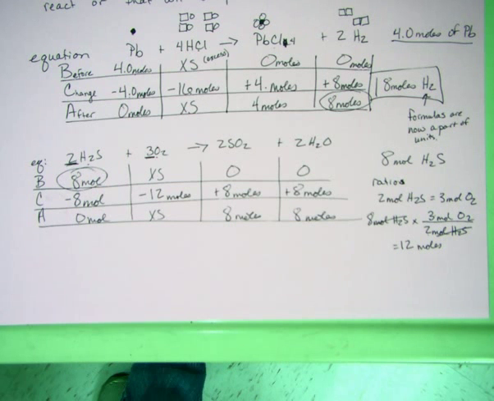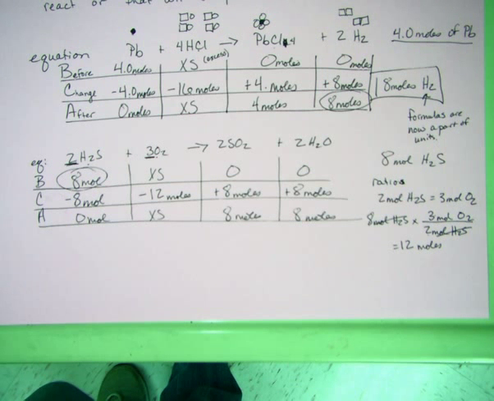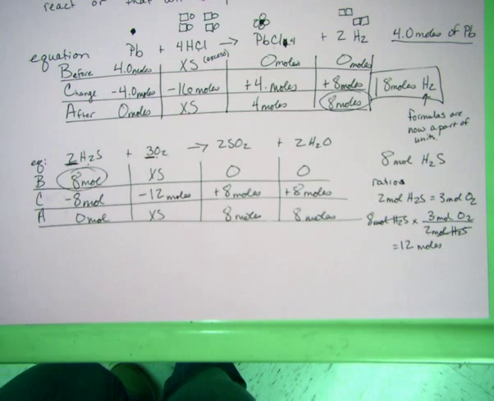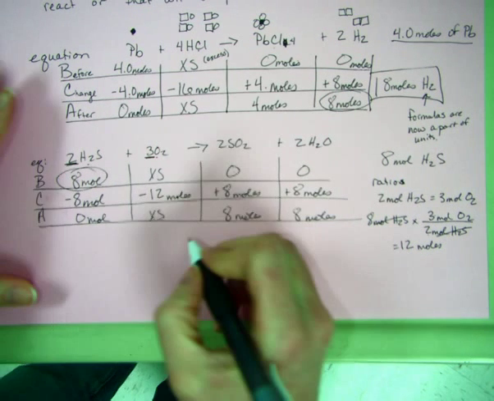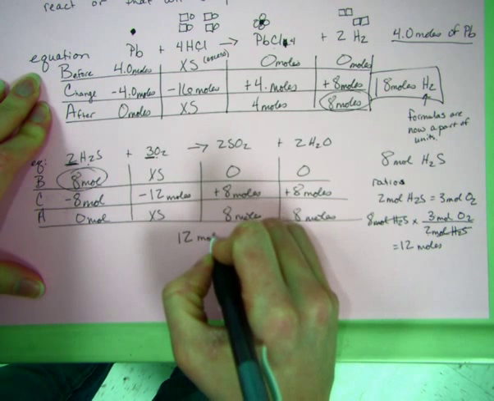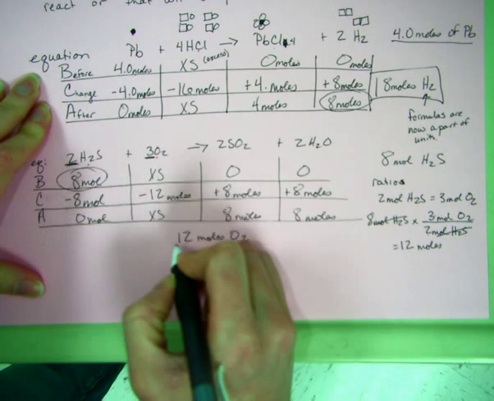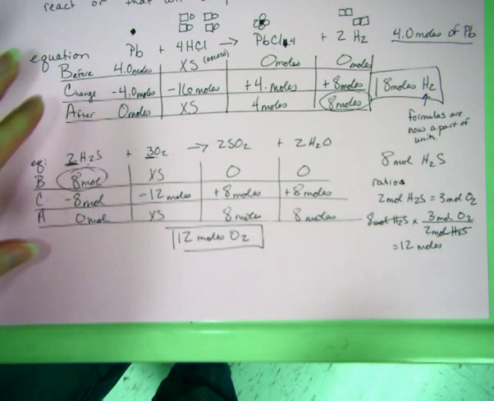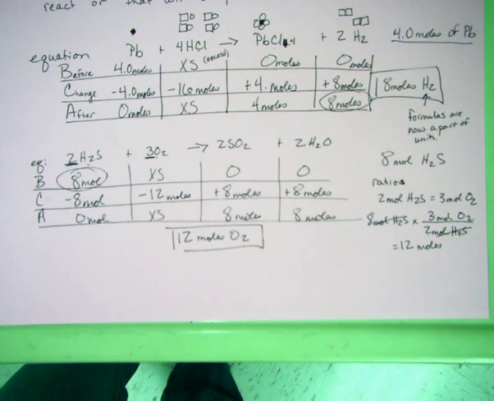Now, again, this problem did not just say fill in the equation. It's going to ask you something. So how much oxygen do you need? Well, we needed 12 moles of O2 to react. So how much oxygen was used? Well, 12 moles were used.